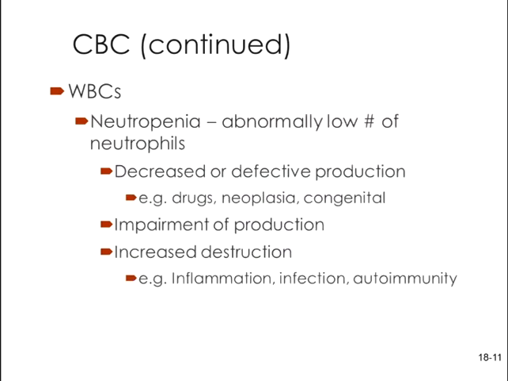Another white blood cell concern is neutropenia, where there's actually an abnormally low number of neutrophils, and this can be due to a number of things. It could be because there's a decreased actual production, or there's defective production. So that can happen because of certain types of drugs, certain types of medications can actually lower neutrophil production. Neoplasms, which is cancer, can also cause a decrease or defective production of neutrophils. Specifically, leukemia would be a good example of that.